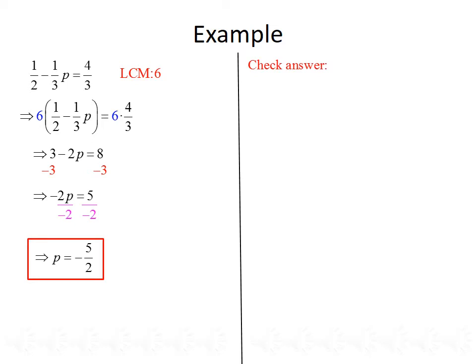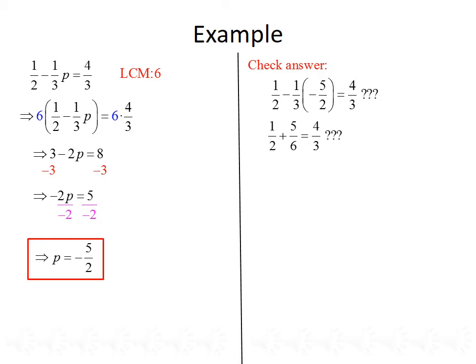And the last thing that we want to do is check our answer and make sure it's correct. So we plug negative 5 halves into the equation for p, which gives us 1/2 minus 1/3 times negative 5 halves equals 4/3. And we want to see if this is correct. So using order of operations, we'll begin by doing multiplication. Negative 1/3 times negative 5 halves gives us a positive 5/6. So we have 1/2 plus 5 over 6 equals 4 over 3.